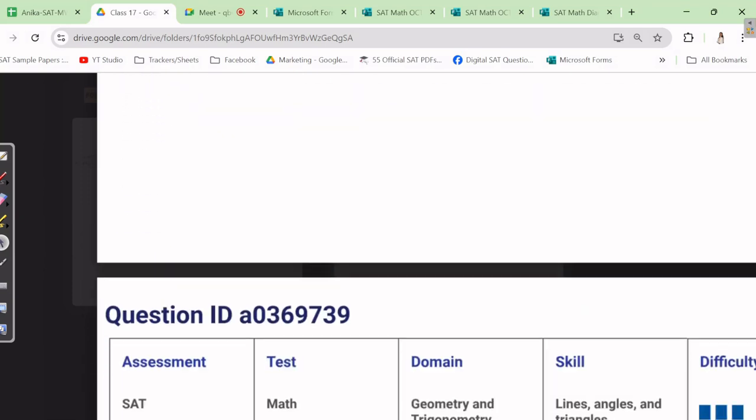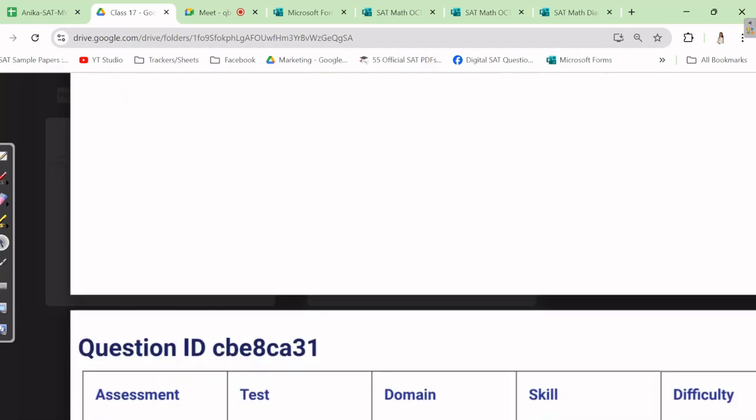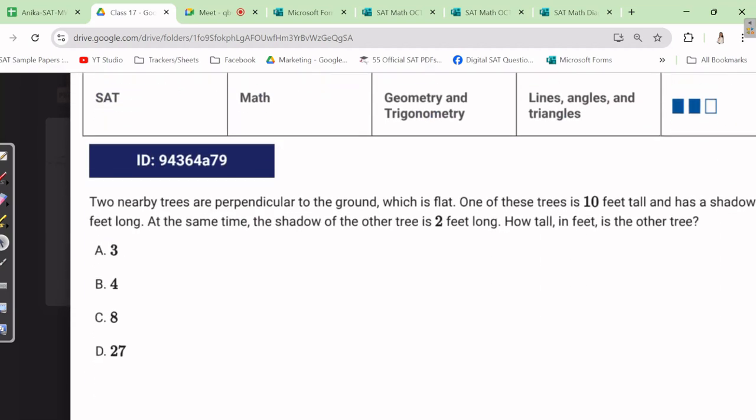Okay, Anika, we have not covered one small topic based on triangles, and that is about special triangles. Anyway, we'll do that tomorrow.